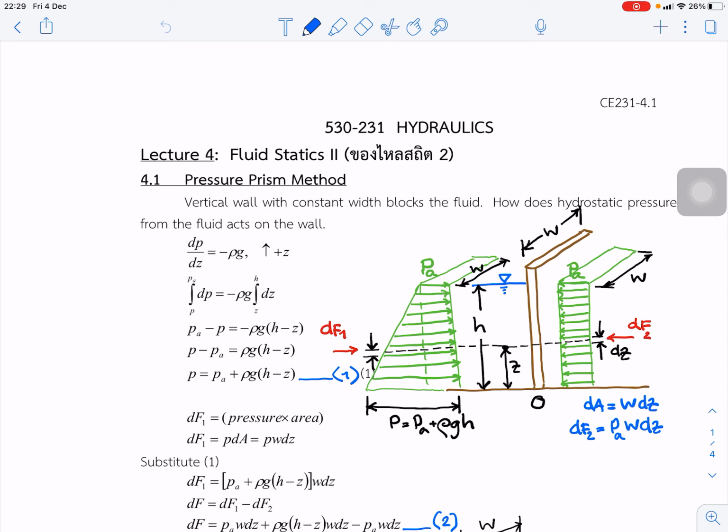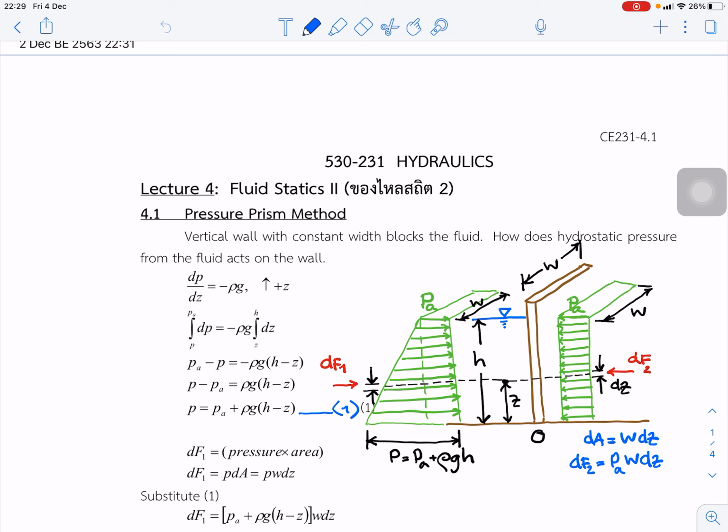Before we go through lecture 4, fluid statics part 2, we will review what we learned from lecture 3. We learned about the pressure: P is equal to gamma H, or equal to rho g H, or sometimes we write it in terms of the specific gravity times the density of water times g H.